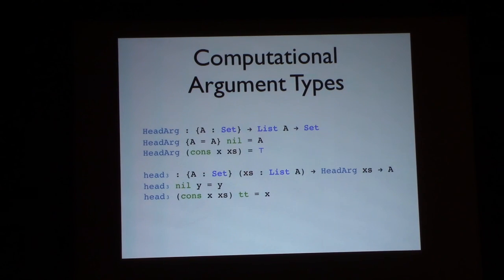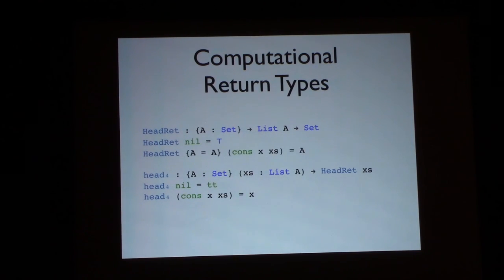And if the list is non-empty, then we can ask for a unit, which is basically not asking for anything. And so it's called computational argument type because the type is used in the argument position. And another version is computational return type. So you can see head 4 has head rep in the return type position.